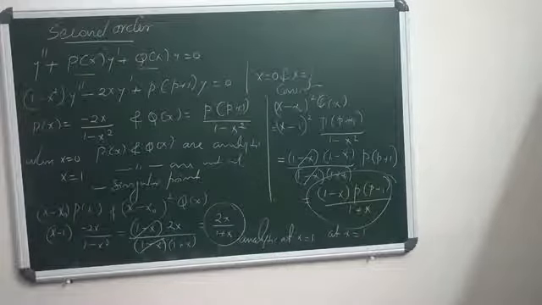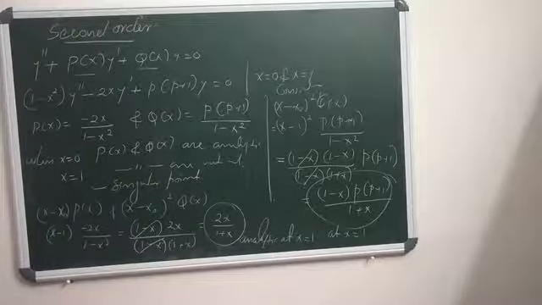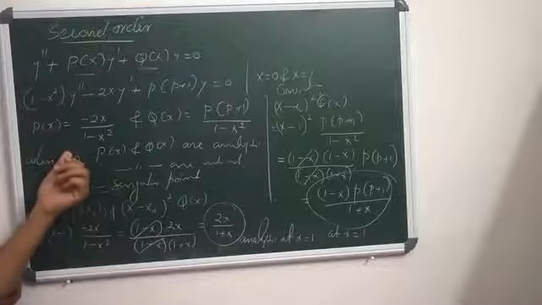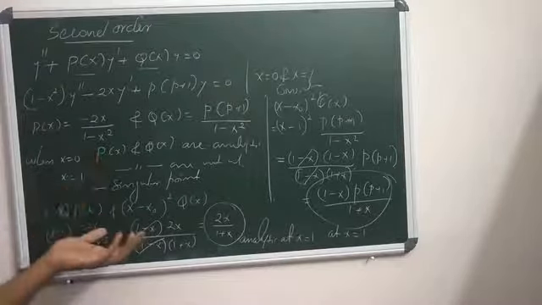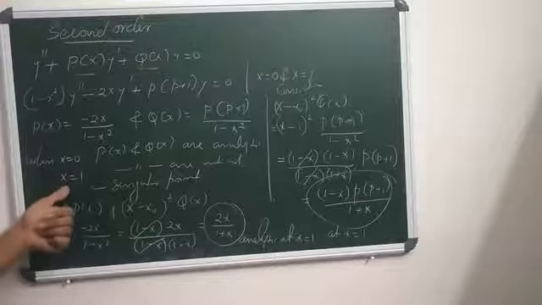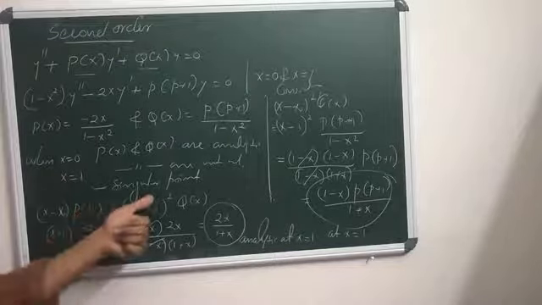So both (x minus 1) into p of x and (x minus 1) whole square into q of x are analytic at x equals 1. Thus x equals 1 is a regular singular point. So clearly, x equals 0 is an ordinary point. Since it is an ordinary point, there is no checking about its singularity. But x equals 1 is not an ordinary point, which means it's a singular point.